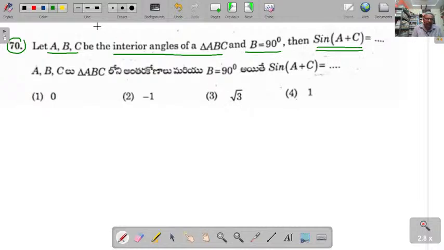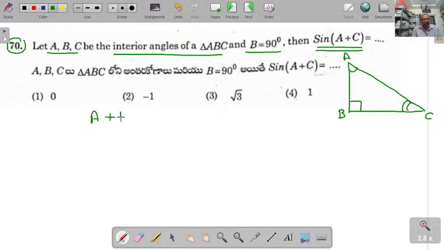So my dear students, ABC will form a right angle triangle. The right angle is at B. This is A, this is C. Since B is 90, the sum of angle A and angle C must also be 90 degrees. Because if A, B, C are the interior angles of triangle ABC, we have A plus B plus C is equal to 180 degrees. Already B is given as 90. So A plus 90 degrees plus C is equal to 180 degrees.